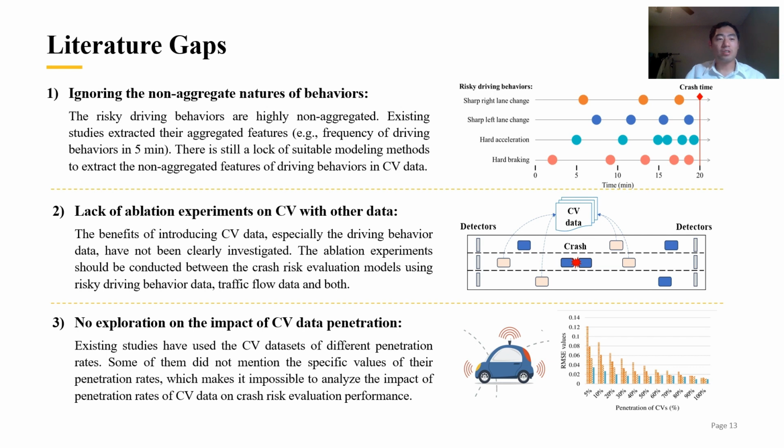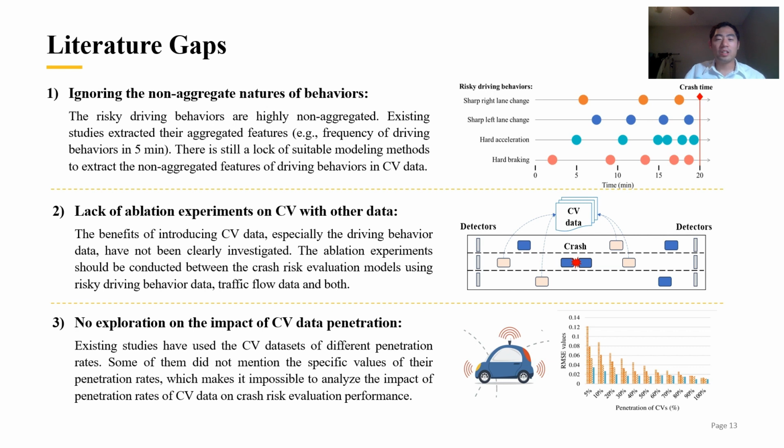And the second gap is the lack of ablation experiments on CV with other datasets. In these studies, they think the CV data can improve the model accuracy, but the benefits of introducing such data haven't been clearly investigated. So the ablation experiments should be conducted between these models with only risky driving behavior data, only traffic flow data, or using both of them.